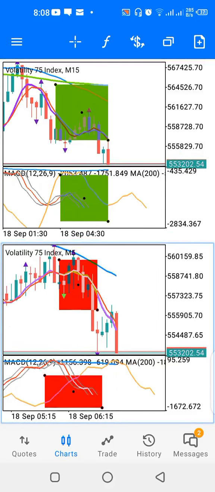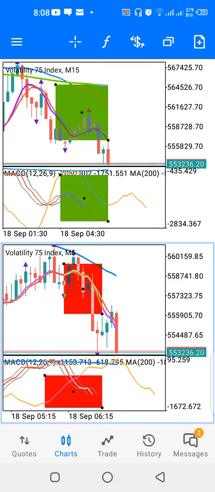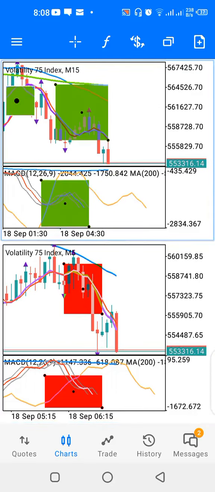So that's how to use the strategy for how to sell. For how to buy, the reverse is the case. Same thing that you can do to buy. Okay, so it's a simple strategy.